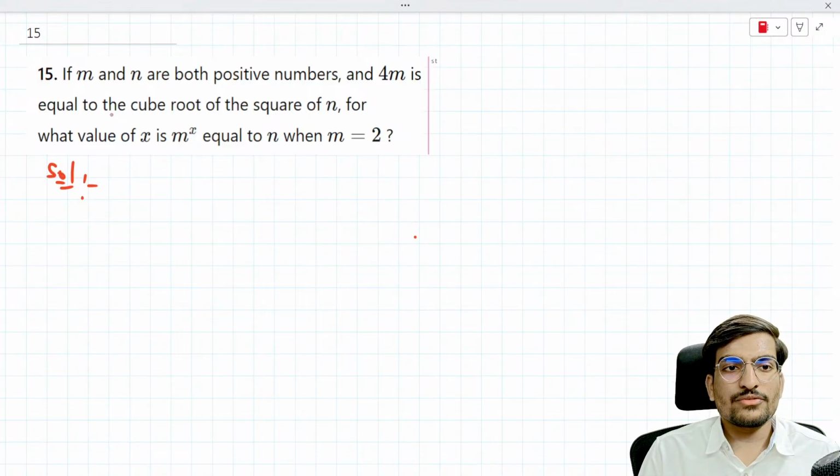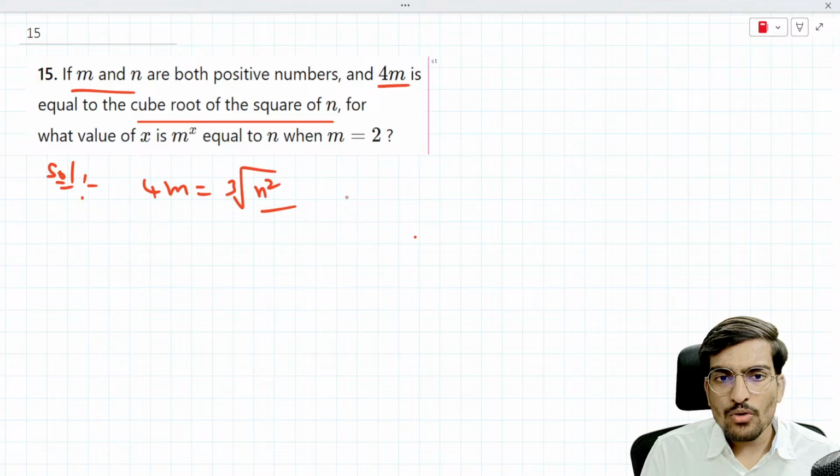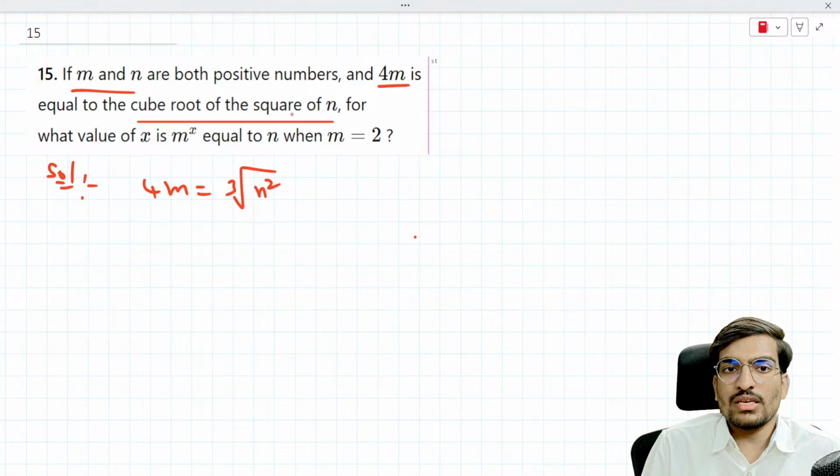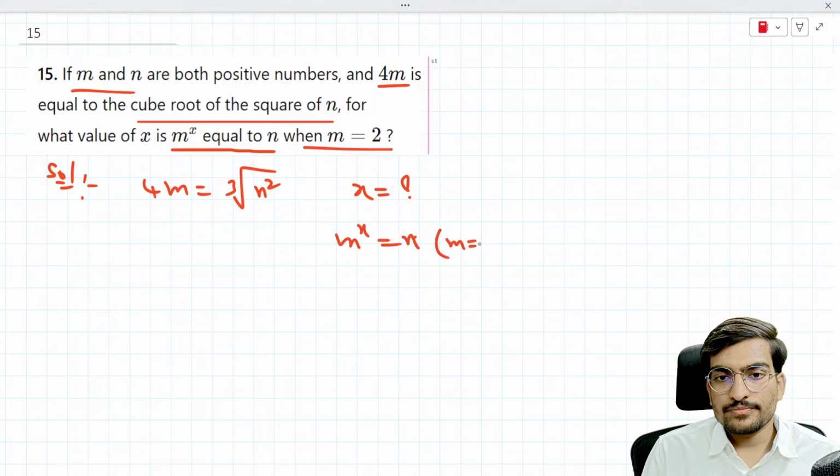Let's see, if m and n are both positive numbers, 4m is equal to cube root of the square of n. So I just wrote the given thing which is in words. For what value of x is m raised to the power of x equal to n, when m equals 2?